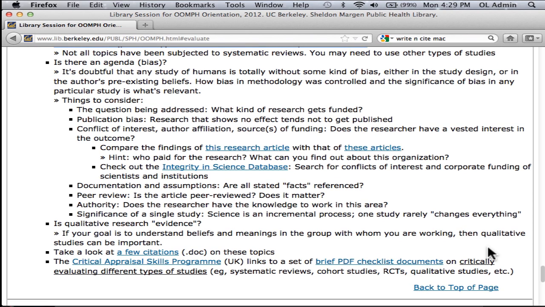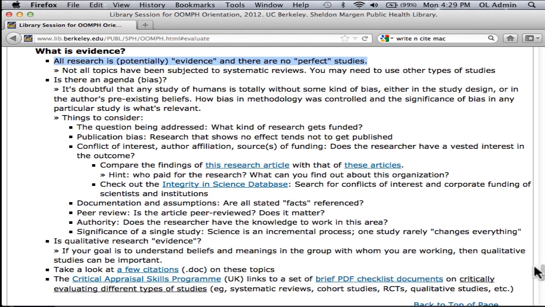Publication bias. What kind of articles get published in the first place? People that would be researchers as well as journal editors and publishers tend not to publish articles that write up research where nothing happened. So I did an intervention, and the people who came out at the end of the intervention were no better off than the control group. That kind of stuff is less likely to get published than a positive change or even a negative change.